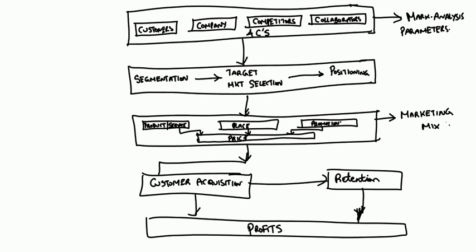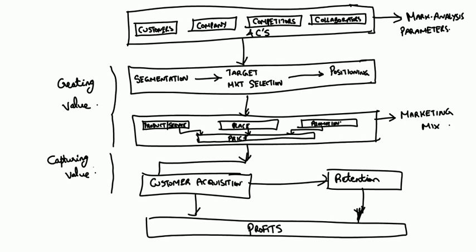Now, having seen this framework, we have to see a very important thing in this. The section from here till here is used for creating value for the company, and then from this marketing mix till acquiring a customer, you capture value, and then finally you sustain that value to make that profit. Sustaining value. So this is something which every marketer should keep in mind: to create, capture and sustain value.